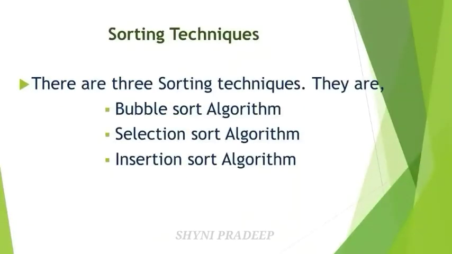What do you mean by sorting techniques? By using these sorting techniques, you can make the sorted list of the array, which means arranging the elements in sorted order from the unsorted subarray, or you can say in ascending order. So, what are the three types of sorting techniques? Bubble sort algorithm, selection sort algorithm, insertion sort algorithm. Let us discuss them one by one.